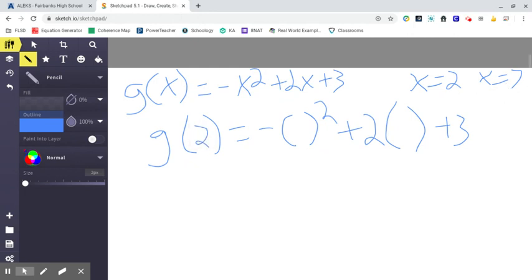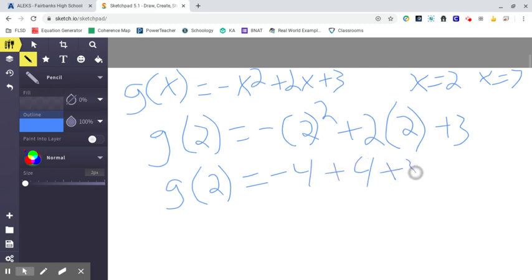So g of 2 equals, all right, now we just need to simplify. So g of 2 equals 2 squared. Remember to follow order of operations here. 2 squared is 4, and we have to do the opposite because it's a negative sign out in front. So negative 4 plus 4 plus 3. All right, simplify that, and we get g of 2 equals 3. All right, so what that tells us is when we input 2, we get an output of 3. So when x is 2, y is 3. All right, write that down.